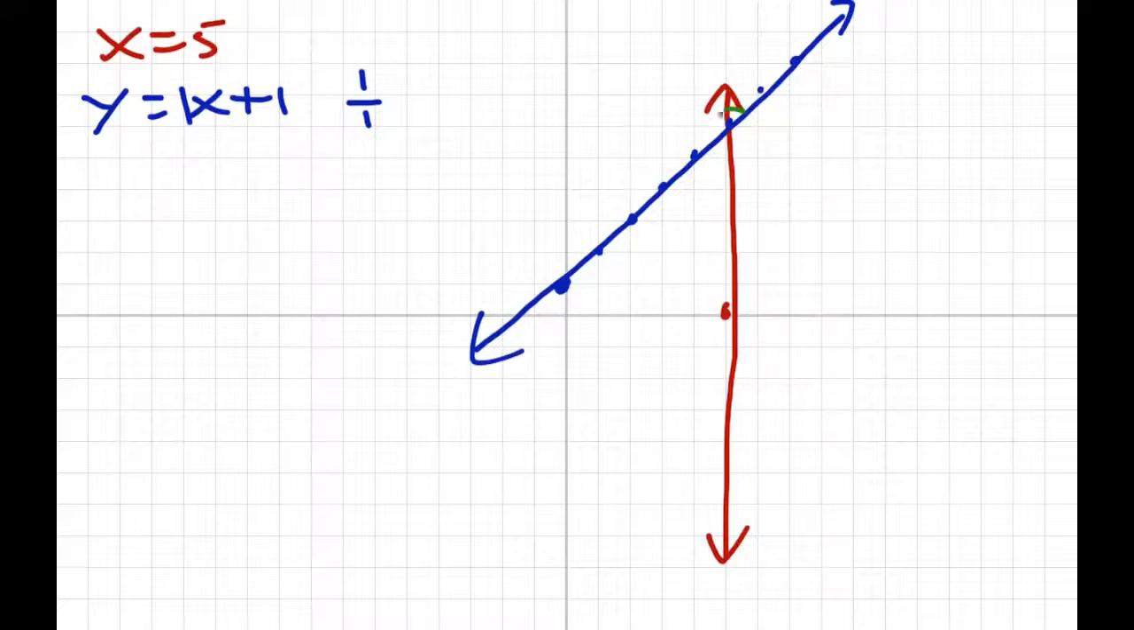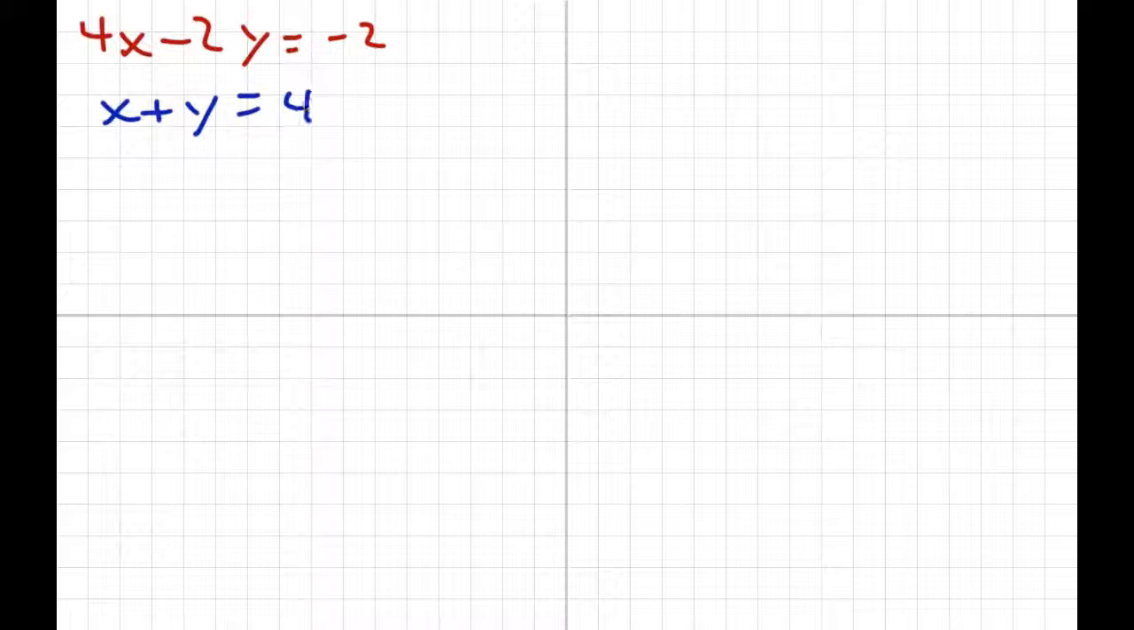And I can see my intersection is right there. That's at 5 for my x coordinate and 6 for my y coordinate. So the solution will be (5, 6). Now let's do another one. Let's try 4x minus 2y equals -2, and x plus y equals 4.